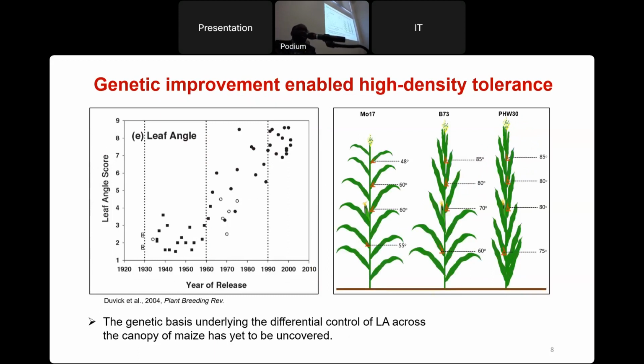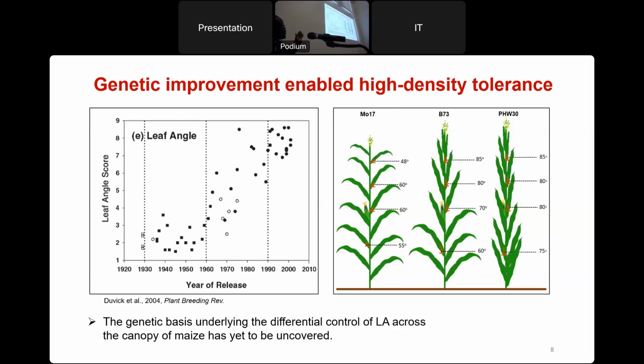These cultivars underwent some genetic changes that allow them to be adapted to the changes in density. So from a shorter anthesis silking interval to a smaller tassel, we also have an increase in leaf angle. So we can see here on the left, in a study published by Duvick et al. in 2004, how leaf angle score increased from 1 to 9 over time. So modern cultivars have more upright leaves compared to their older counterparts.